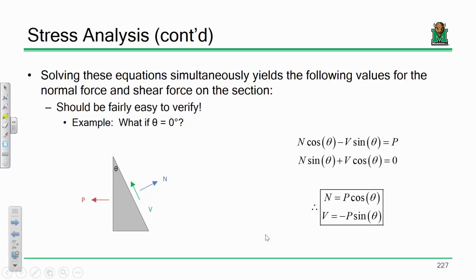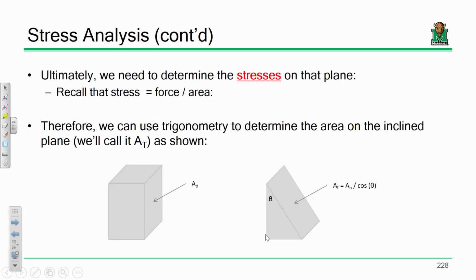Now, it's really easy to verify if what I'm doing here is correct. What if your angle is 0? Remember, your angle is the angle of inclination of your cut. If the angle is 0, we're making a perpendicular cut. Now, if the angle is 0, what is N? Well, it's P times the cosine of 0, which is just P. V is negative P times the sine of theta, and that's 0. That's what we said earlier. If we're cutting like this, we've got a normal force of P and a shear force of 0. Okay? Everybody all right with that? I don't think that should be incredibly complicated. Okay? So if you understand that, we need to determine stresses.